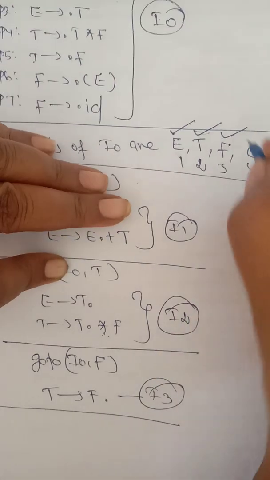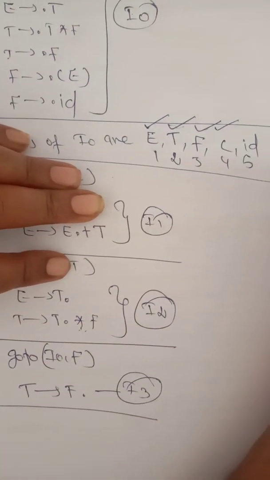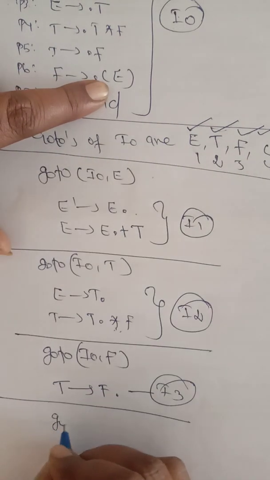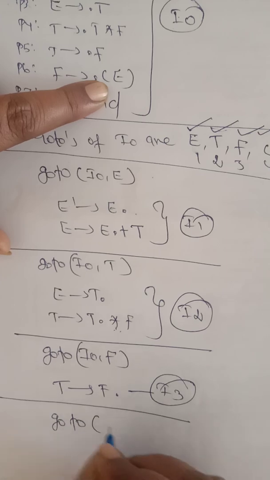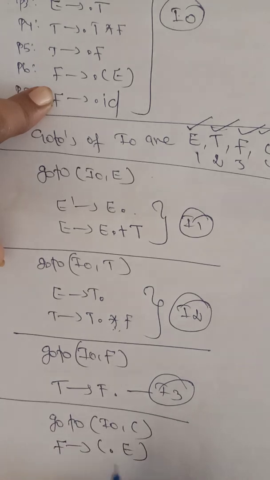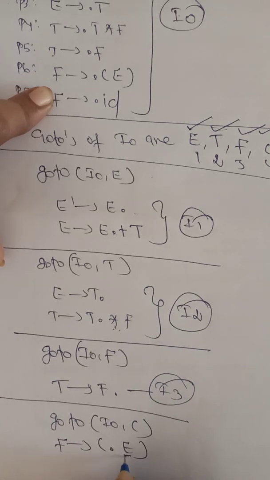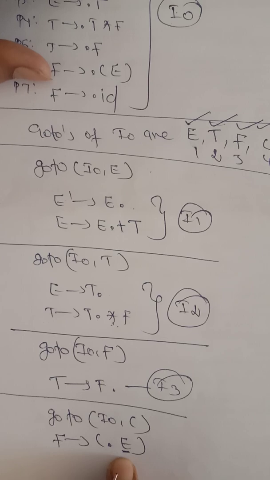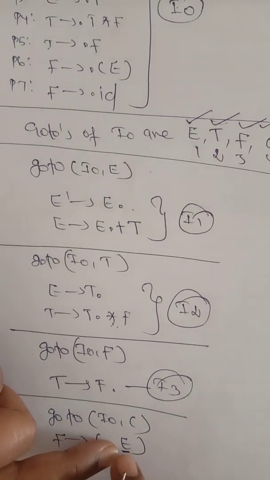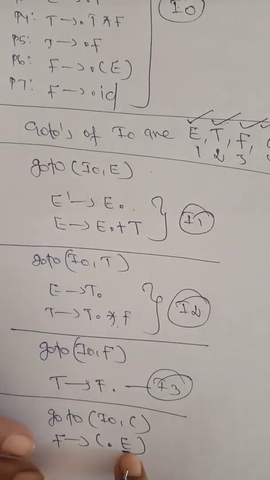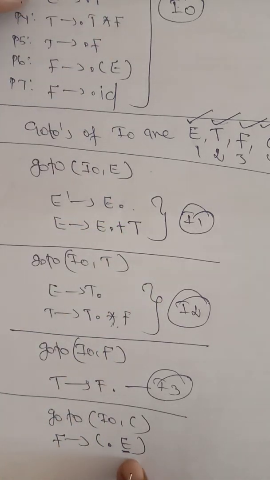Then apply goto of I0 comma open bracket. Where we are having open bracket, F → dot open bracket E close bracket. So for I0 comma open bracket, the answer is F → open bracket dot E close bracket. After dot we are having E, a non-terminal, so refer to that non-terminal's productions from I0. Always we have to refer to non-terminal productions from I0. The goto may differ, it may be I0 or I1 or I2, whatever it is, but we have to refer to non-terminal productions only from I0.